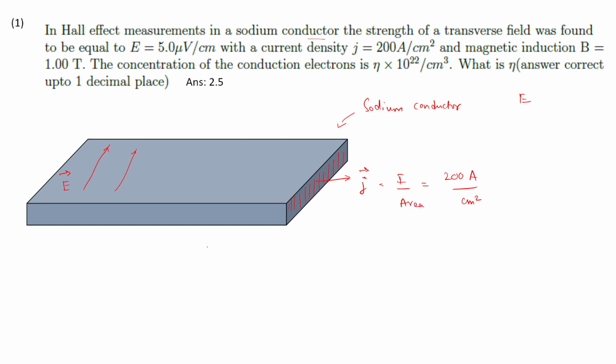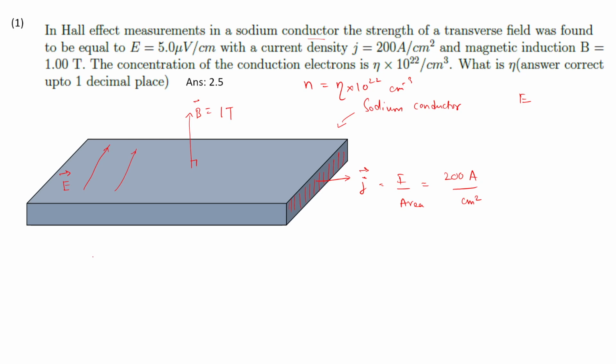and the magnetic field induction B is equal to 1 Tesla, and the concentration of the electrons is N equal to eta times 10 to the power 22 per centimeter cube, and we have to find what is eta.